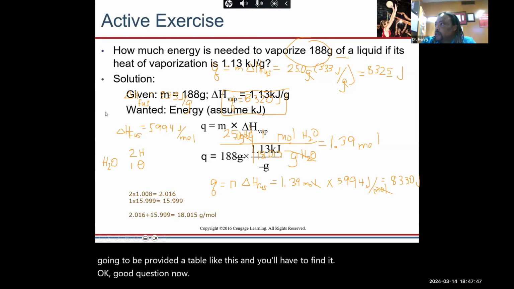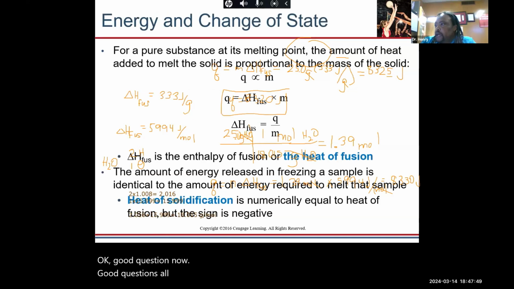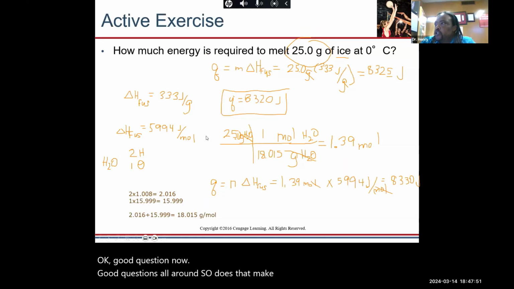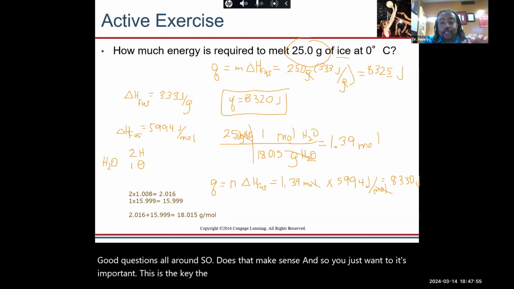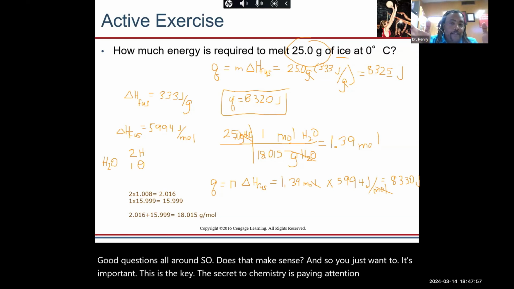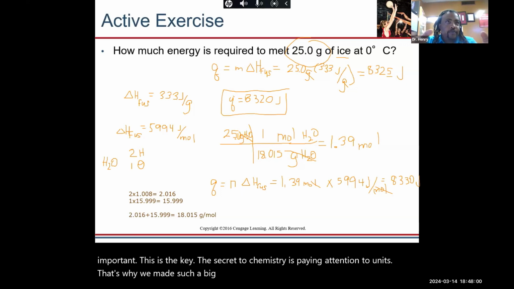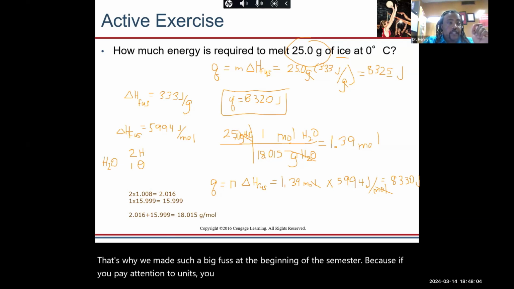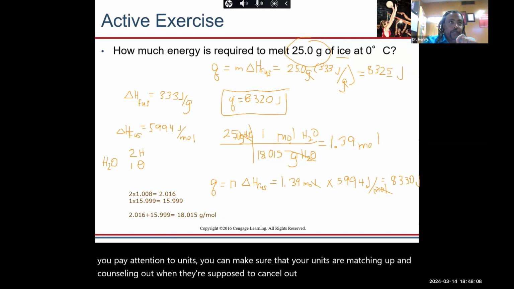Good questions all around. So does that make sense? This is the key: the secret to chemistry is paying attention to units. That's why we made such a big fuss at the beginning of the semester. Because if you pay attention to units, you can make sure that your units are matching up and canceling out when they're supposed to cancel out. If you don't pay attention to units, then you often will make silly mistakes.